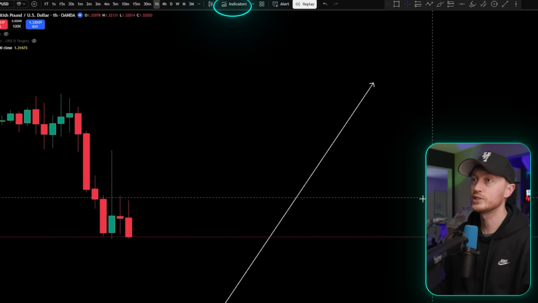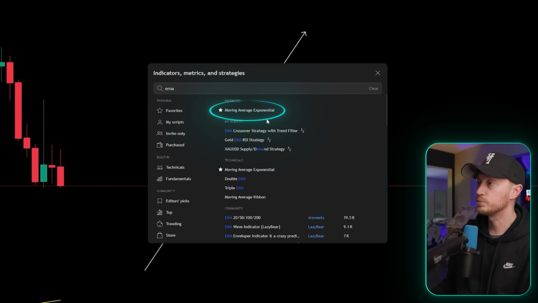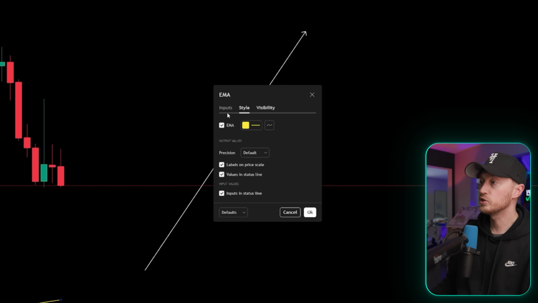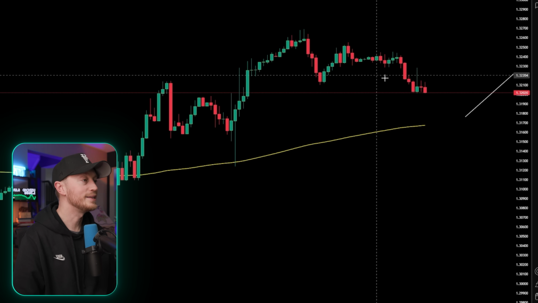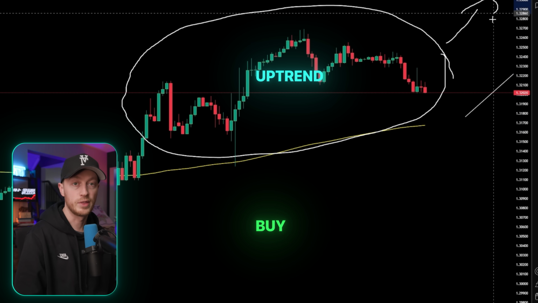In order to do that, just come to indicators, type EMA, click on the moving average exponential. That's going to put this yellow line on your chart right here. And these are the inputs that I use, okay? Now, if the price is above that yellow line right there, we are in an uptrend and I only want to buy. That's rule 1.